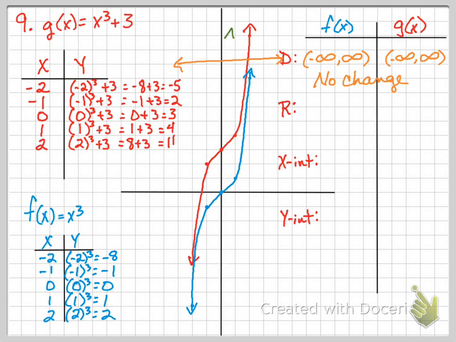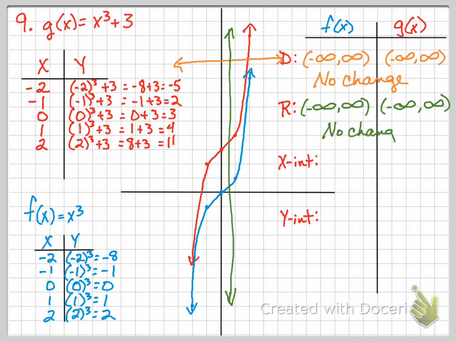Okay, now in the green, look at our range. We can see that these graphs are both going to go up and down forever. Okay, so our range is also, in this case, all real numbers. Okay, so we see no change in the domain or the range with the changes in this graph.